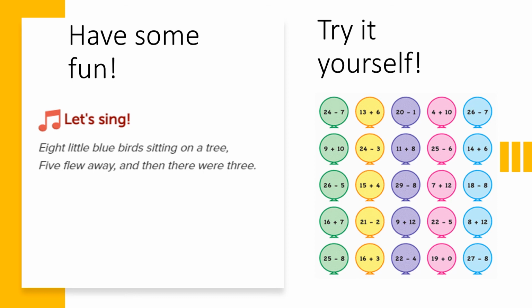8 little blue birds sitting on a tree, 5 flew away and then there were 3. So this represents that 8 minus 5 is 3. So first there were 8 birds, 5 flew away, so there were only 3 on the tree. I hope you've had fun. You can try these out yourself.